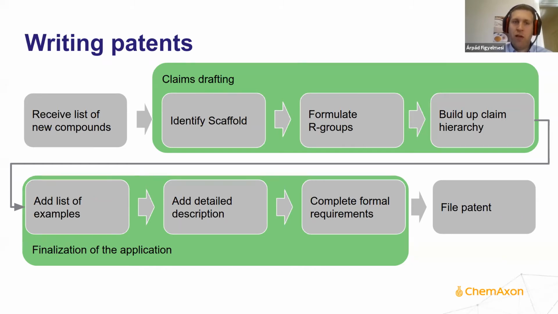ChemAxon Markush Editor can help you mainly in the first green box: identification of the scaffold, formulation of R groups, building up the claim hierarchy, but also in the first half of the second green box, the list of examples creation, and also formulating some other parts of the patent.